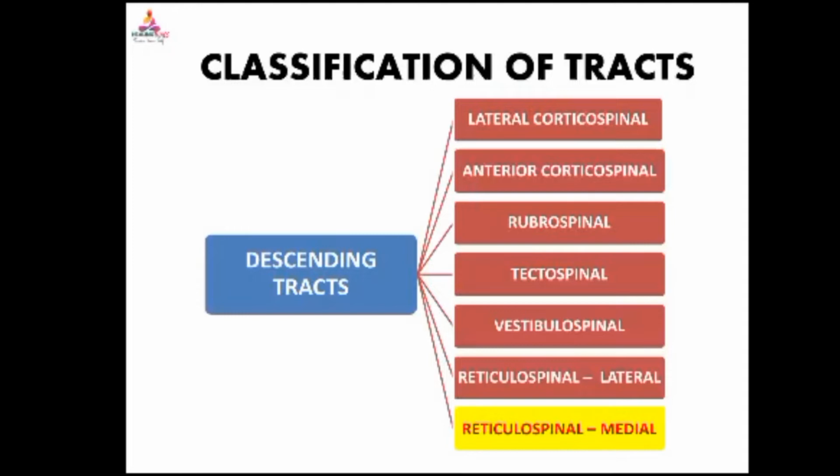Next, one more important tract is the hypothalamospinal tract. It projects from the hypothalamus, descends in the lateral white column of the spinal cord on the medial side of the lateral corticospinal tract, and terminates by synapses with lateral horn cells of T1 to L5 spinal segments responsible for sympathetic outflow, and lateral horn cells of S2, S3 and S4 spinal segments responsible for parasympathetic outflow.